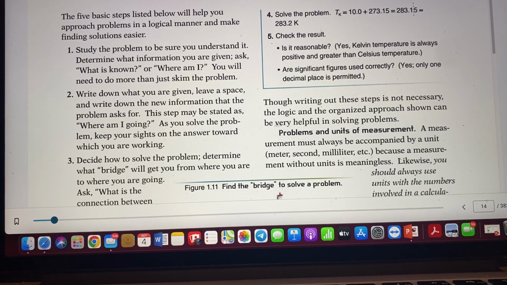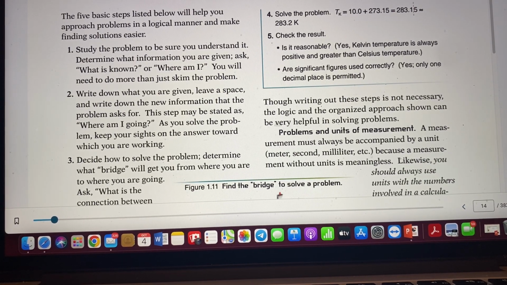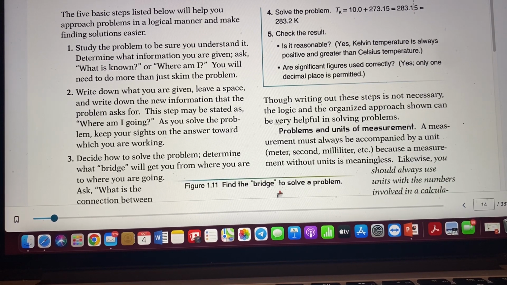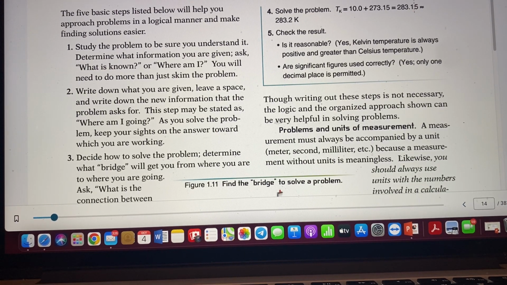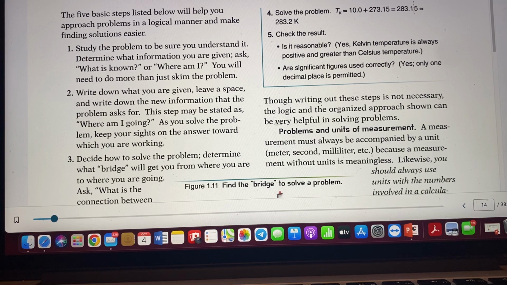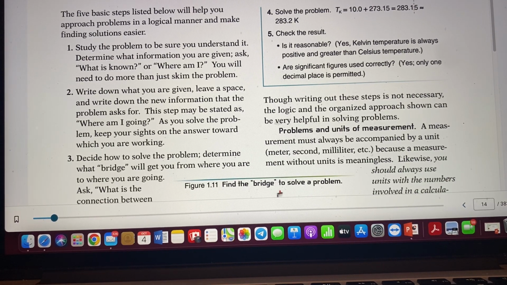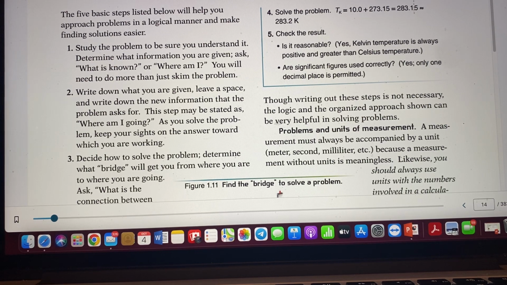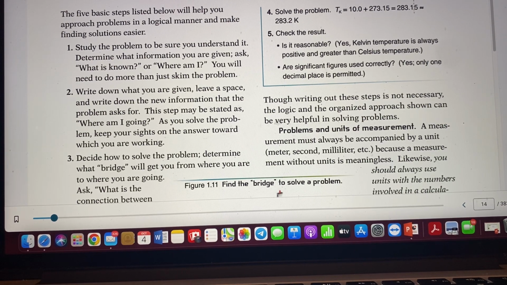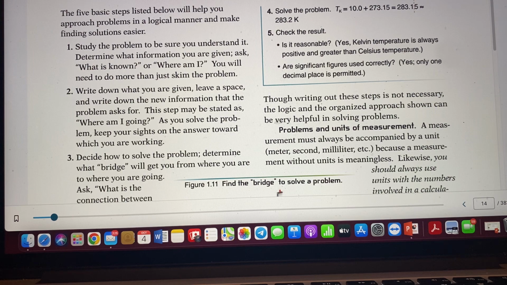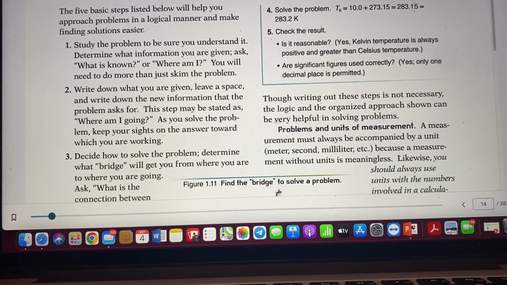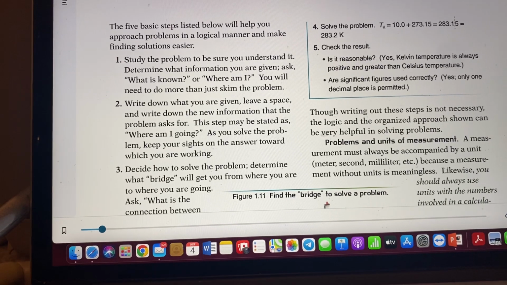Study the problem to be sure you understand it. What is known? Where am I? You will need to do more than just skim the problem, but what do they want in the problem? Number 2, write down what you're given, leave a space, and write down the new information that the problem asks for. Where am I going? As you solve the problem, keep your sights on the answer to which you are working.